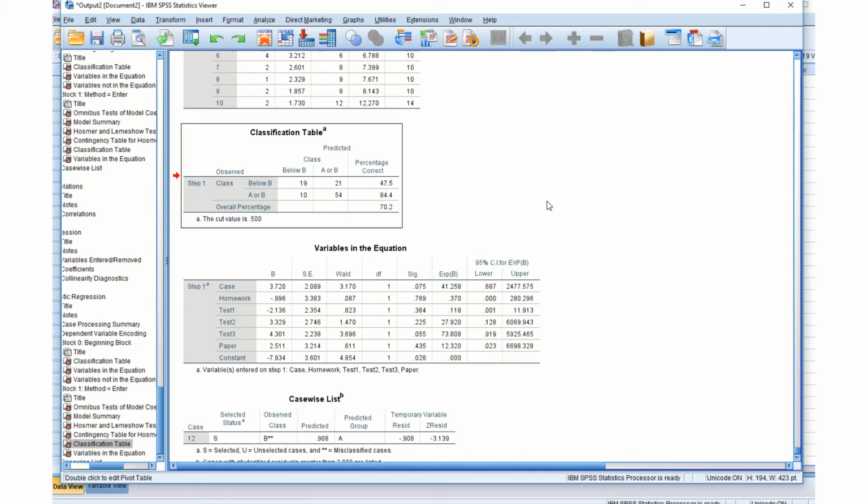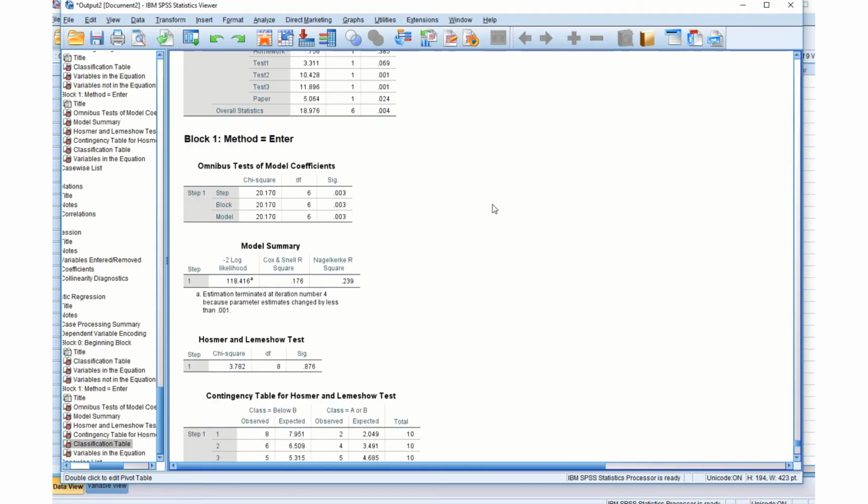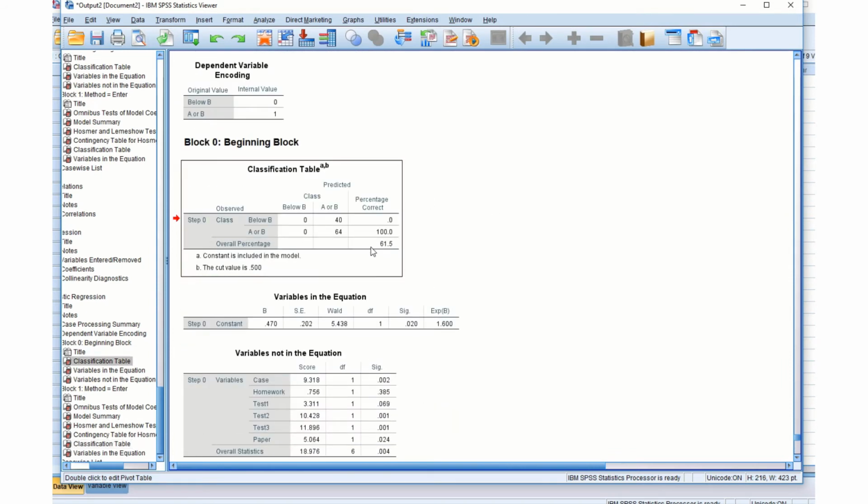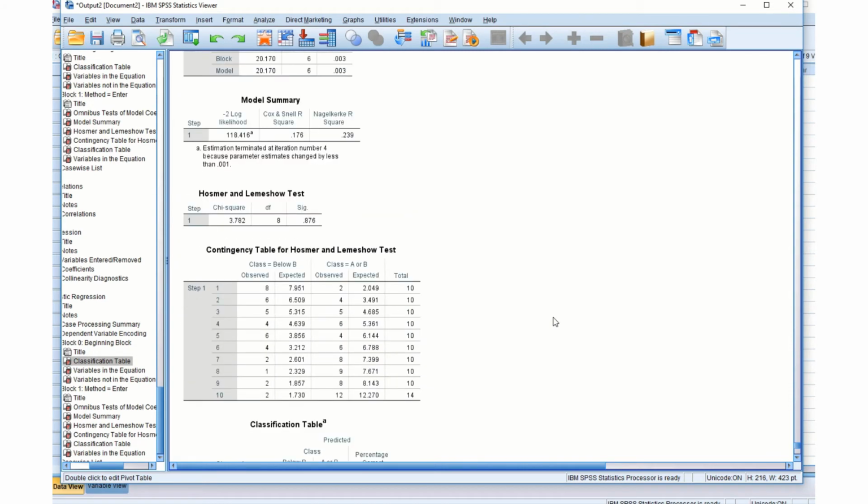So remember before, if we cruise back up to the top here, remember in block 0 that before we even began, we had a first classification table. In block 0, we had 61.5% of our respondents being identified properly, and that was only because we put everybody in the same block, in the same class. And I said that we wanted to do something better than 61.5%.